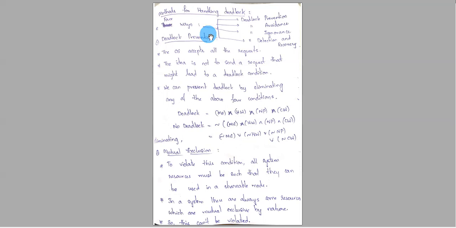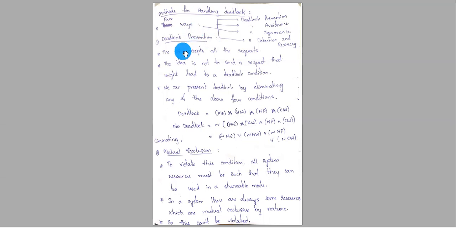Now in this video we'll see about the methods for handling deadlocks. There are 4 ways to handle deadlocks. They are deadlock prevention, deadlock avoidance, deadlock ignorance, deadlock detection and recovery. Now we'll see about deadlock prevention.